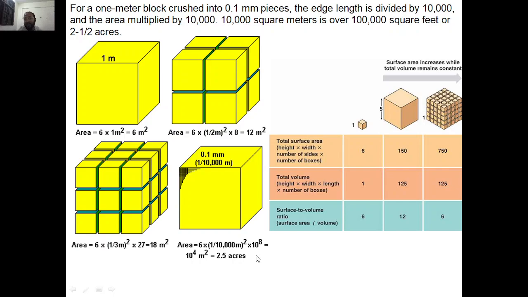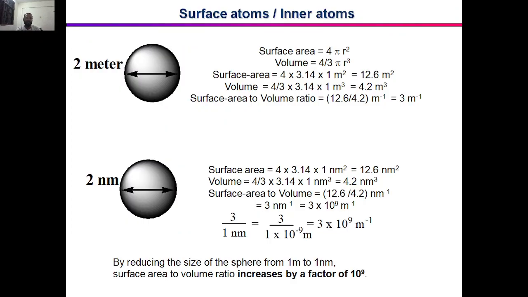So now you are understanding why nanotechnology is so important. Because of the surface to volume ratio only, the nanoparticles have significant applications. In a 1 meter square box, I can fit 2.5 acres of surfaces. Understand? Surface.